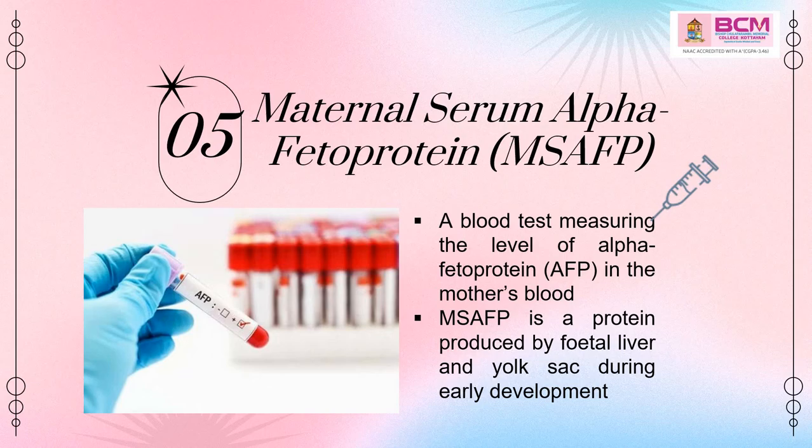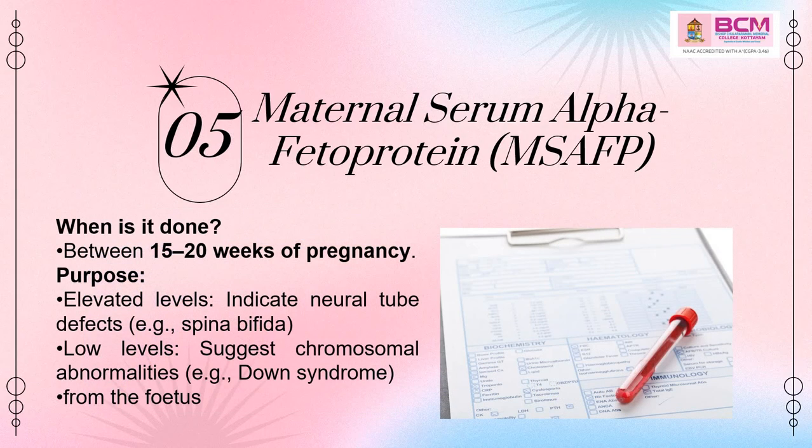So what is AFP? Alpha fetoprotein is a protein produced by the fetal liver and yolk sac during early development. Normally, small amounts of AFP cross the placenta and enter the mother's bloodstream. The MSAFP test checks whether these levels are within the expected range.